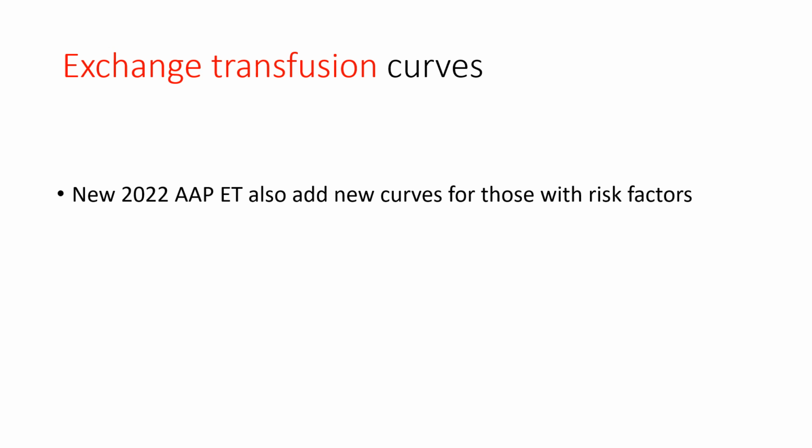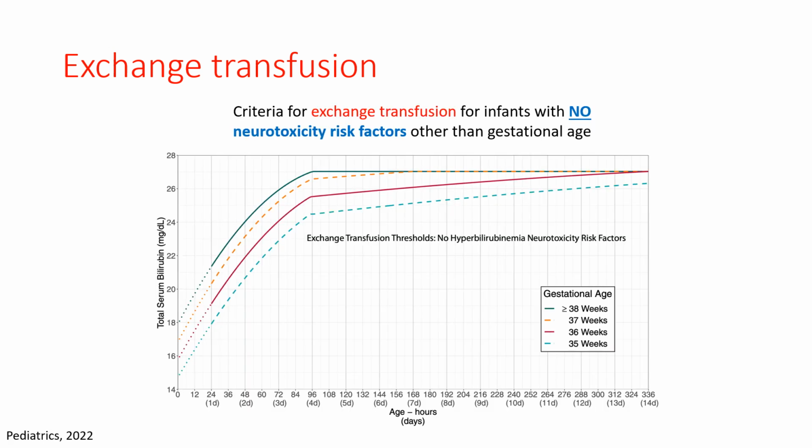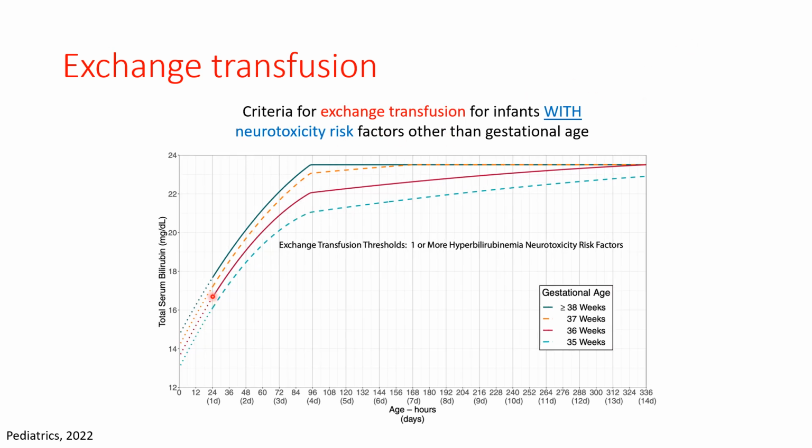Another change in the new guidelines is that they make two exchange threshold curves. In 2004, there was only one for both groups, with risk or without. But in the new 2022 guidelines, they separate the exchange transfusion curve for the baby without neurotoxic risk factors, and there is a separate curve for those with neurotoxic risk factors. So that's exchange transfusion with no risk factors and exchange transfusion with neurotoxic risk factors. And again, it depends on the gestational age. You need to follow each line based on the gestational age. On the y-axis is the total bilirubin, and here the age of the baby in hours.